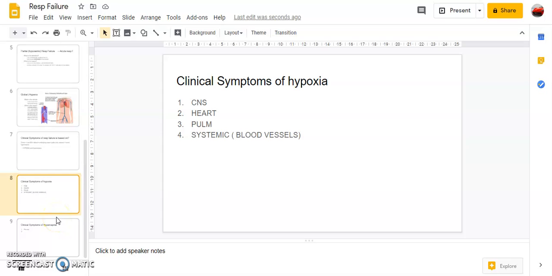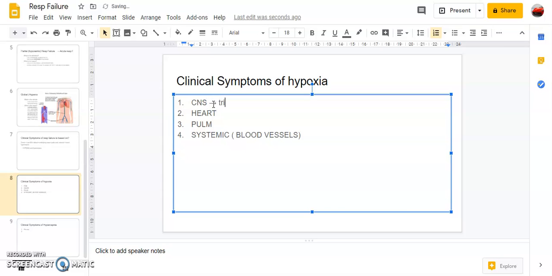Another thing is going to be clinical. I've divided the clinical symptoms into hypoxia and hypercapnia, which I'll get into. Hypoxia, you divide into the symptoms in the CNS, in your heart, in your lungs (pulmonary symptoms), and in your systemic blood vessels. CNS: you'll feel tired, because now you're getting low metabolism. You have low energy, because you're not able to generate enough ATP, so you're going to have confusion, maybe a headache.